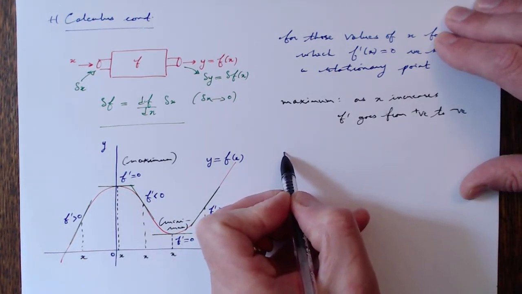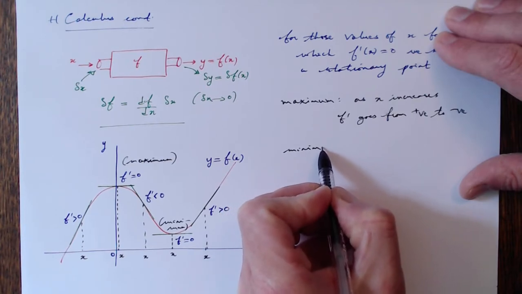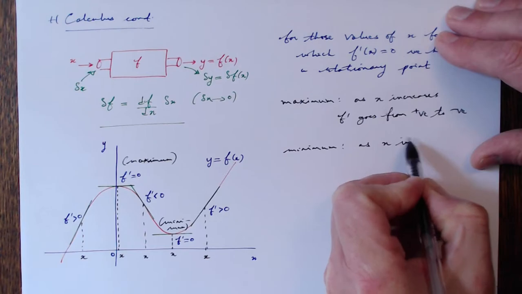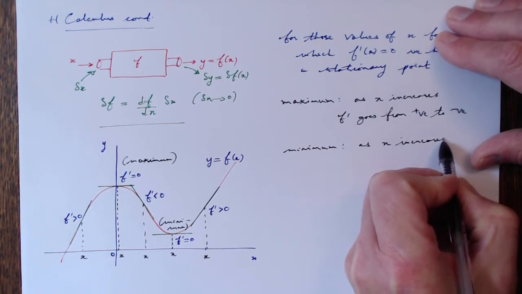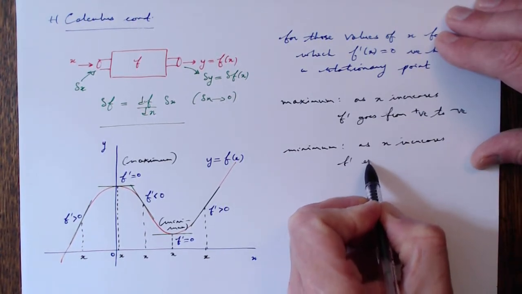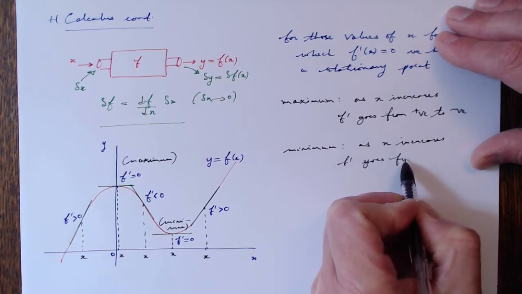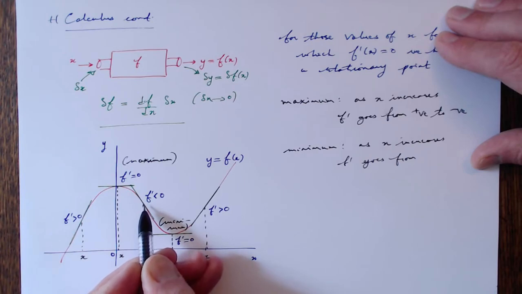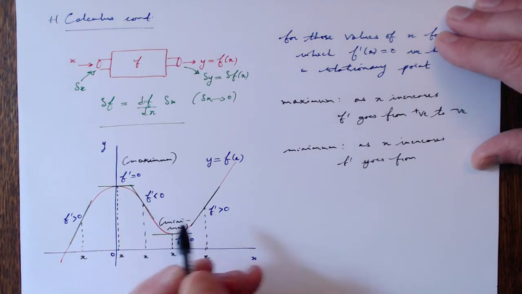And alternatively, for a minimum stationary point, as x increases, f prime goes from, and let's have a look, you see as x increases through the minimum, the derivative goes from negative through 0 to positive.